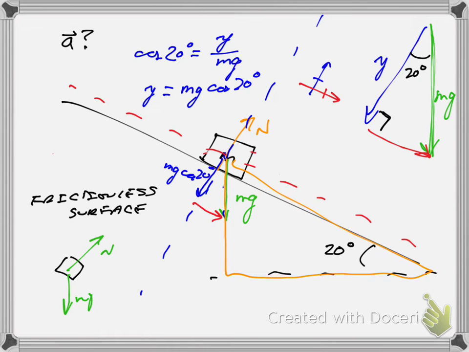I can do the same approach for the horizontal component, only I'm going to use sine because it's opposite the 20 degree angle. And so sine of 20 degrees equals x over mg. Therefore, x equals mg times sine of 20 degrees. So I've redrawn mg as two components, a horizontal and vertical component, and they are mg cosine 20 for the vertical and mg sine 20 for the horizontal, or the x direction.